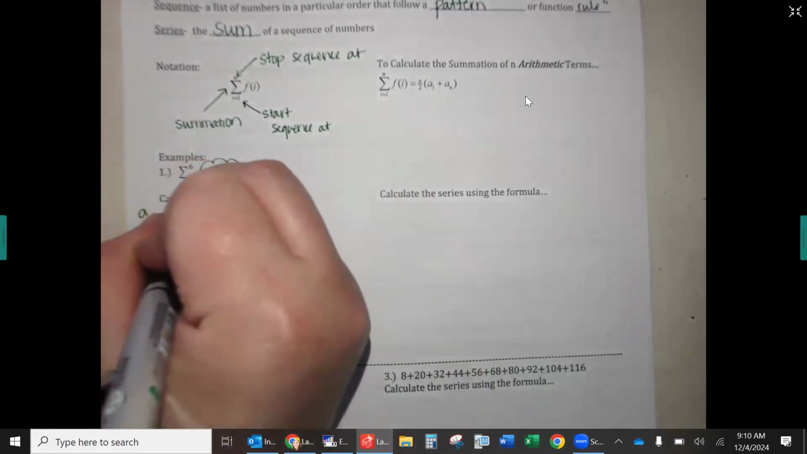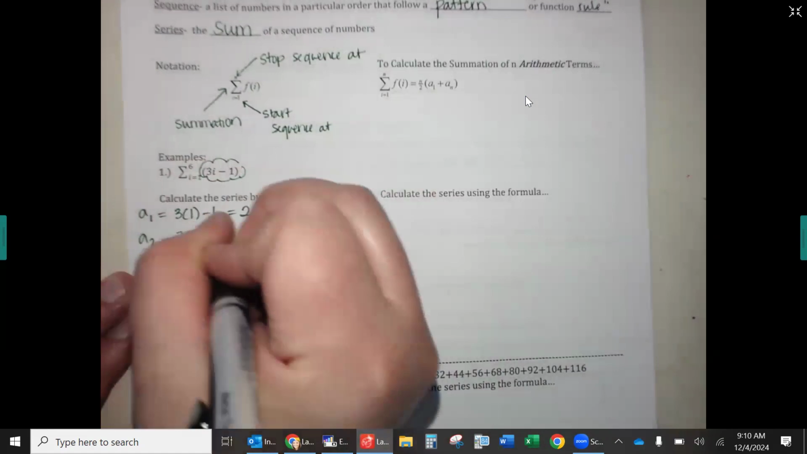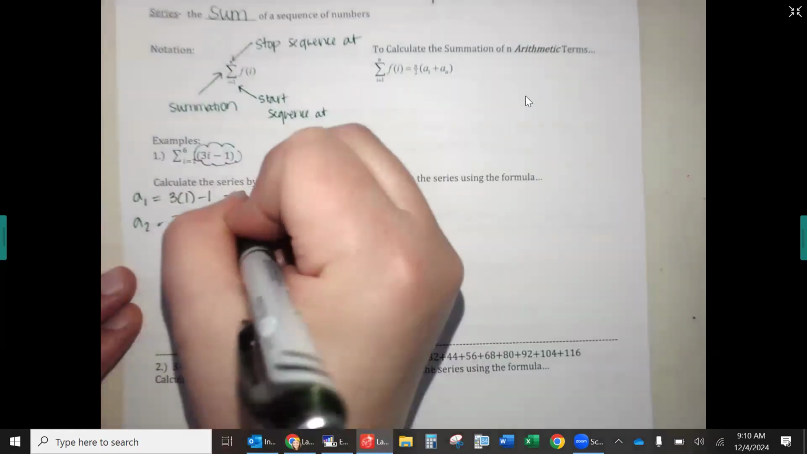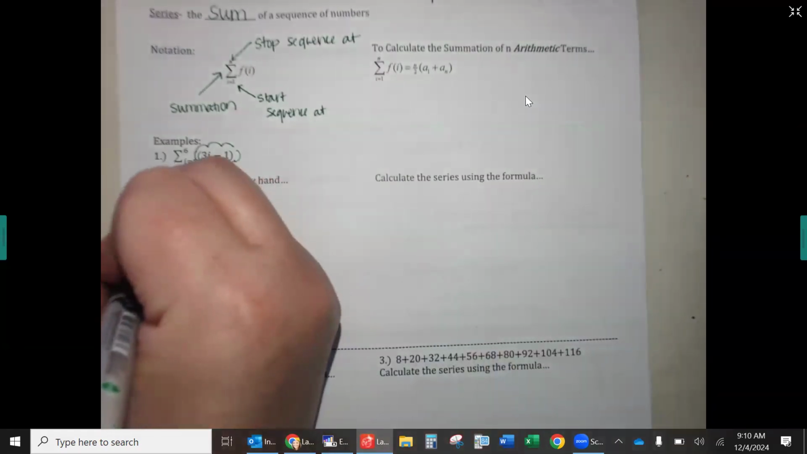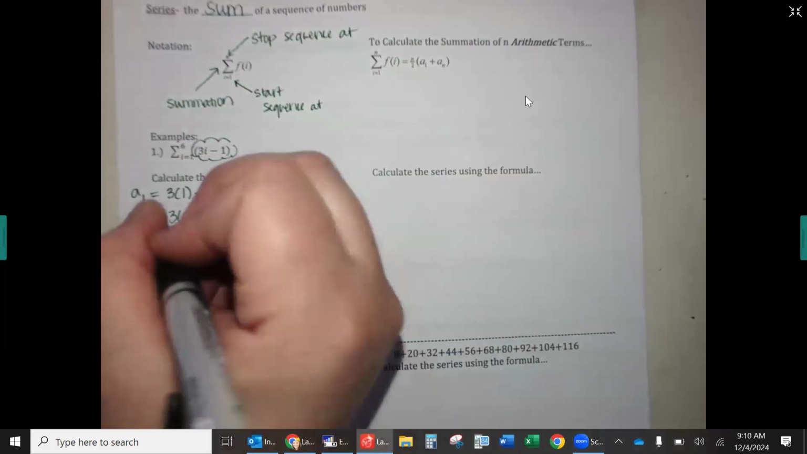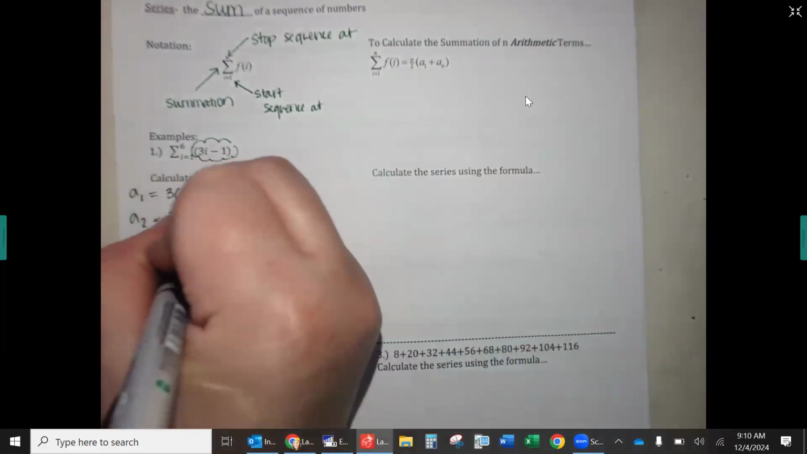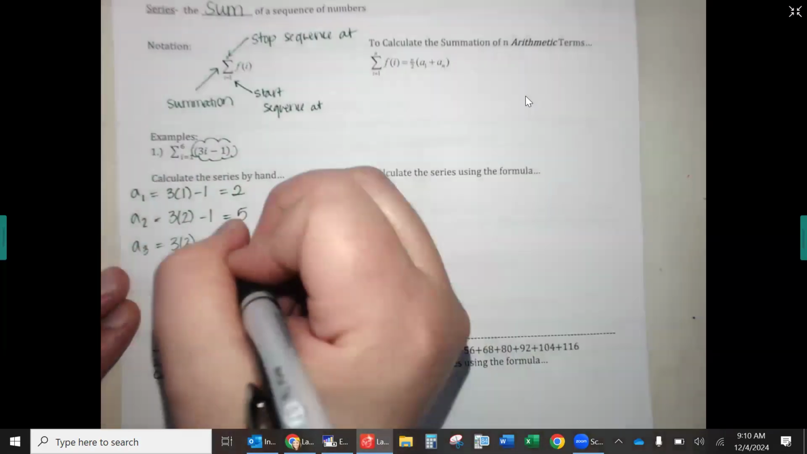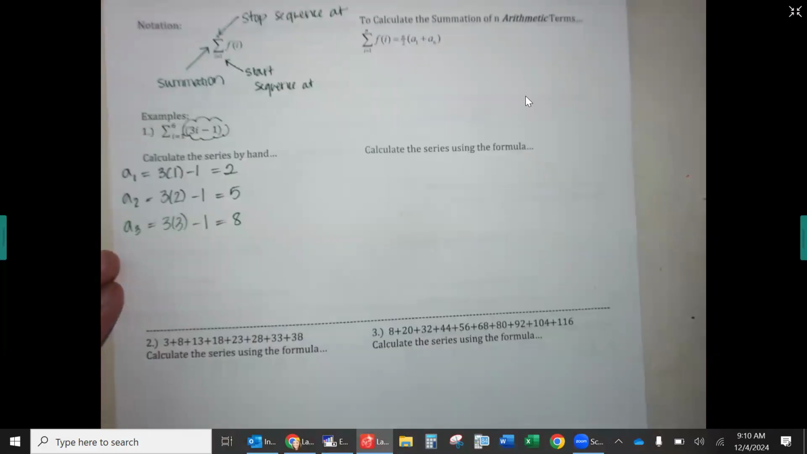Next number is going to be A sub 2: 3 times 2 minus 1. What's 3 times 2? 6, take away 1 is 5. A sub 3: 3 times 3 is 9, and then take away 1 is 8.